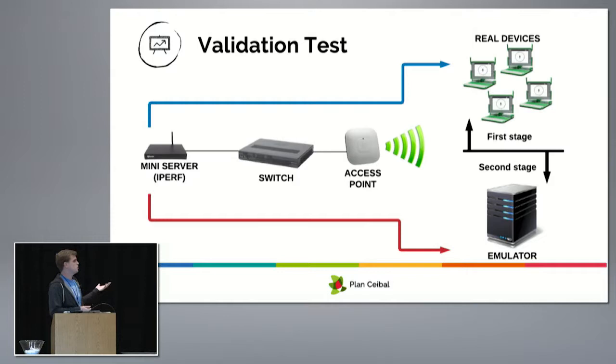This diagram shows the architecture of the network when we did the validation test. In this test, we compared the results of the measure of the performance of the real situation and the emulator. We use iPerf to generate downlink traffic between the server and the client for 5 minutes. In the first part of the test, clients were the real devices, the real laptops. And in the second part of the test, we used the emulator.